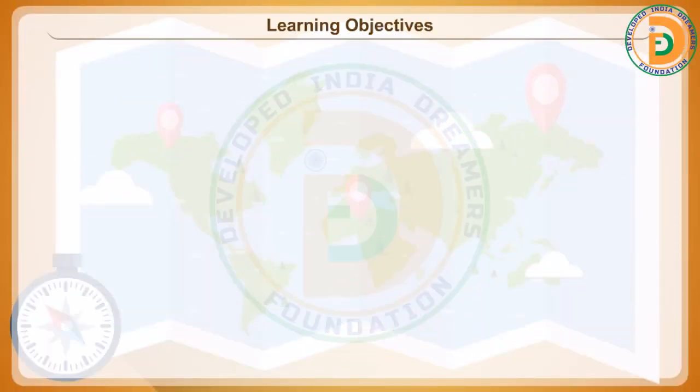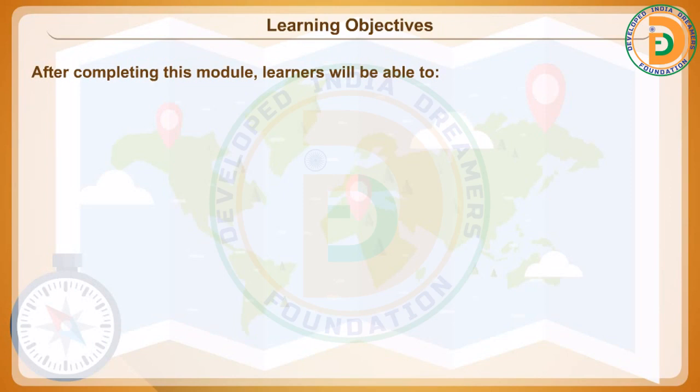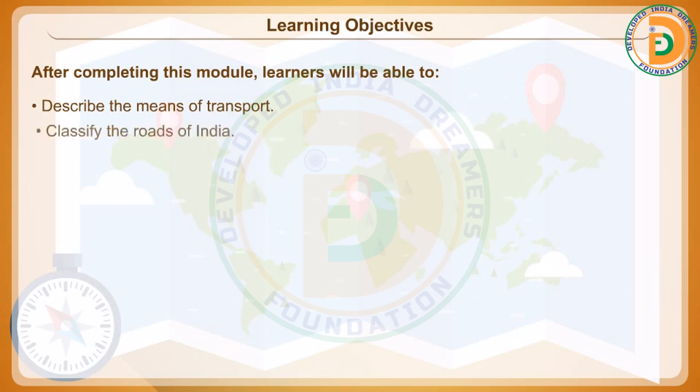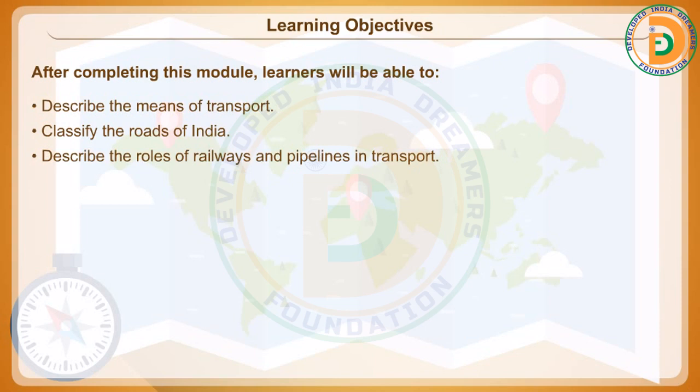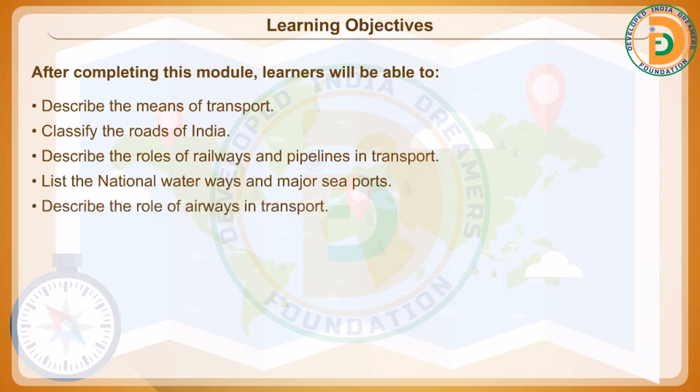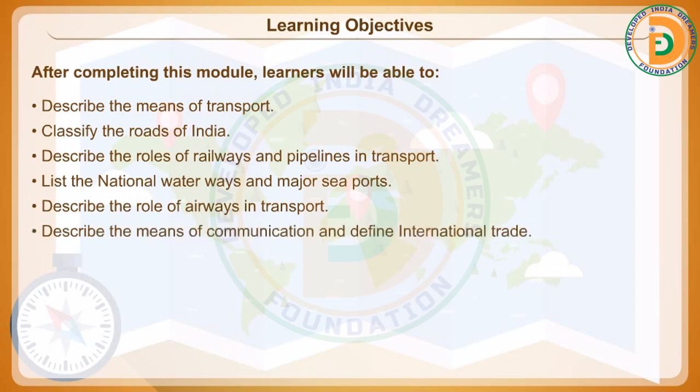Learning objectives. After completing this module, learners will be able to describe the means of transport, classify the roads of India, describe the roles of railways and pipelines in transport, list the national waterways and major seaports, describe the role of airways in transport, describe the means of communication and define international trade.